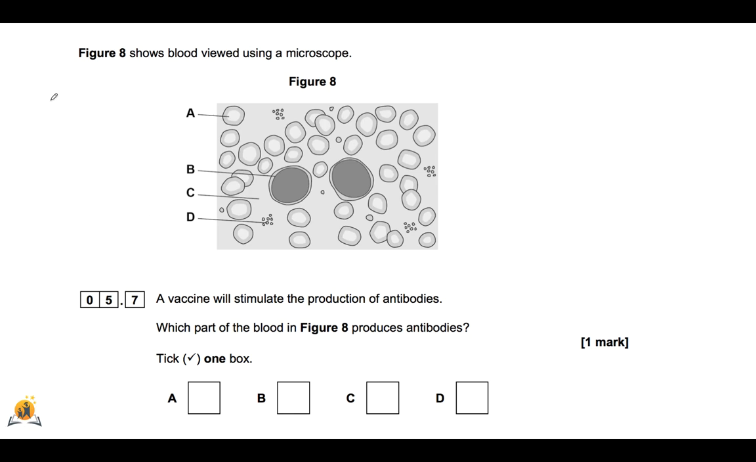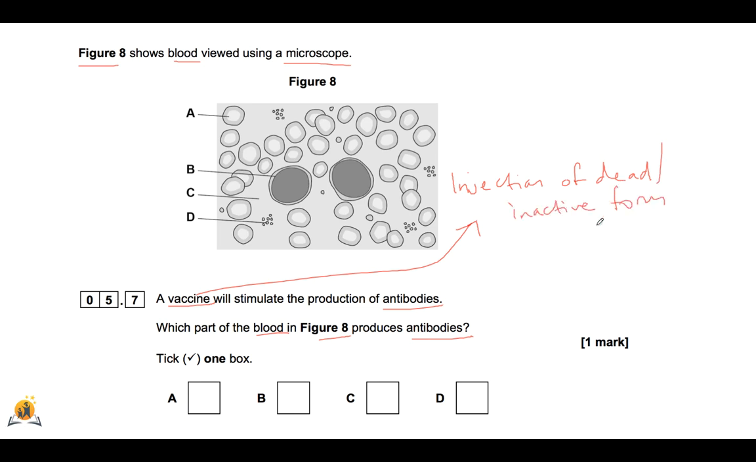Question 5.7. And we have figure 8 here, and it shows blood being viewed using a microscope. And the question's asking: a vaccine will stimulate the production of antibodies. Which part of the blood in figure 8 produces antibodies? Well, first, it's good for your revision that you know what a vaccine is. I'm always stressing the importance of knowing your keywords. A vaccine is an injection, and not all injections, but a lot are, of a dead or inactive form of a pathogen. And by having that injection, your body then produces antibodies. So when you're reinfected with the real live pathogen, the antibodies destroy it and you don't get really severely sick.